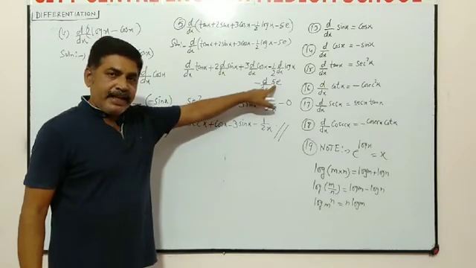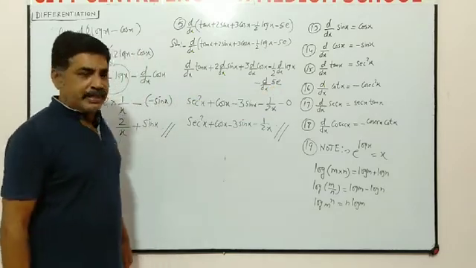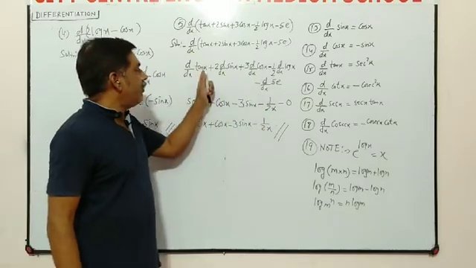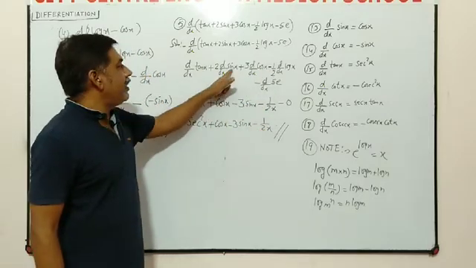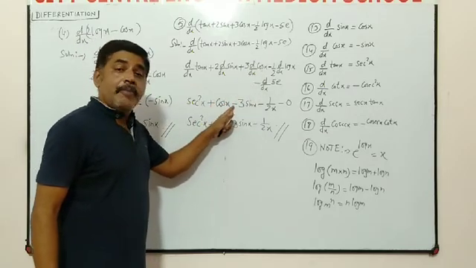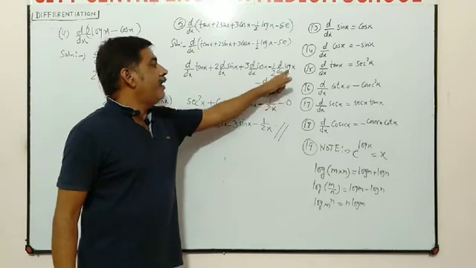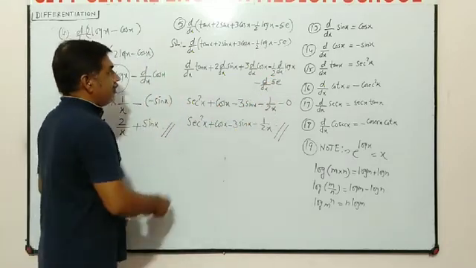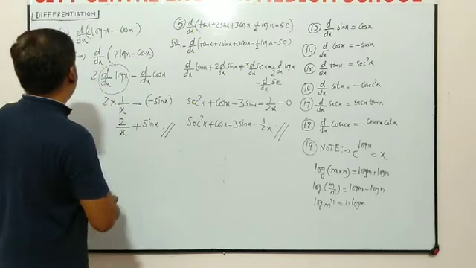5 is constant and e is also constant. So differentiation of constant is 0. Differentiation of tan x is sec square x. Differentiation of sin x is cos x. Differentiation of cos x is minus sin x. And differentiation of log x is 1 by x. So this is question number 5.